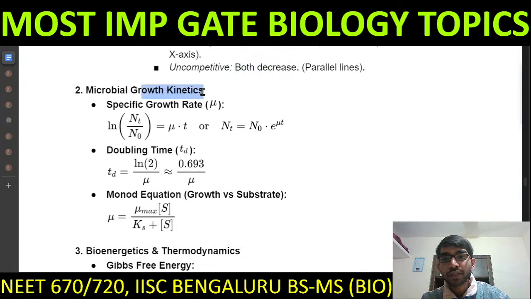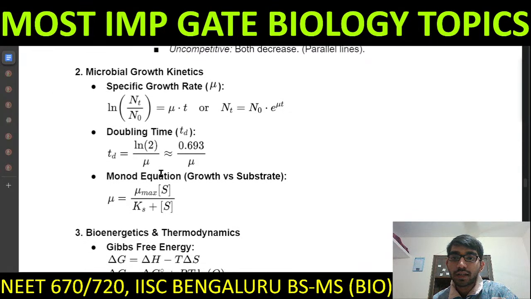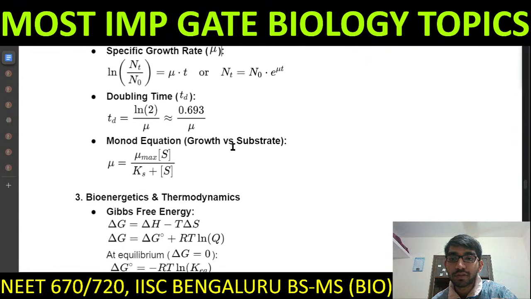Then microbial growth kinetics. Here you can see ln Nt over N0 equals mu t, or it can also be written as Nt equals N0 times e raised to mu t or kt, whatever you remember. Mu is the specific growth rate. Then doubling time can simply be written as ln2 by k or ln2 by mu. ln2 is roughly 0.693, or 0.7 if that is easier for you to remember.